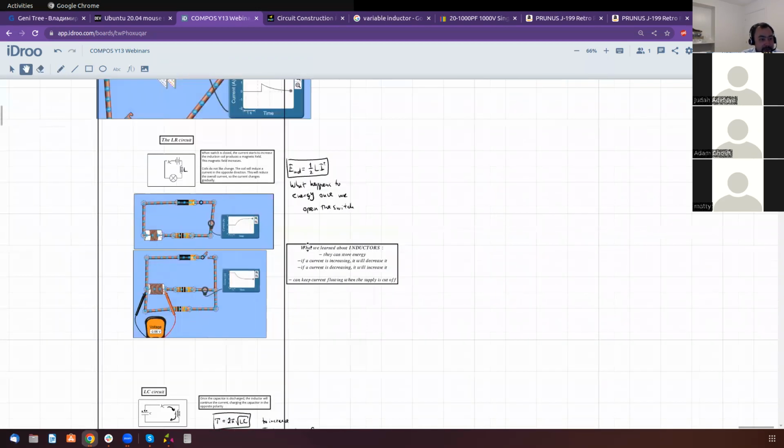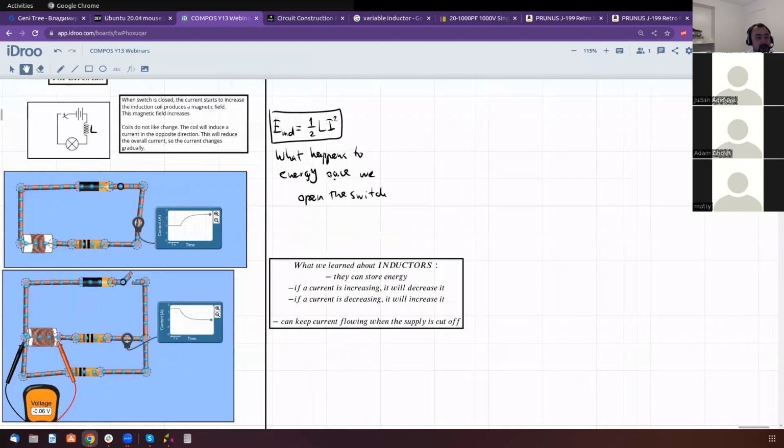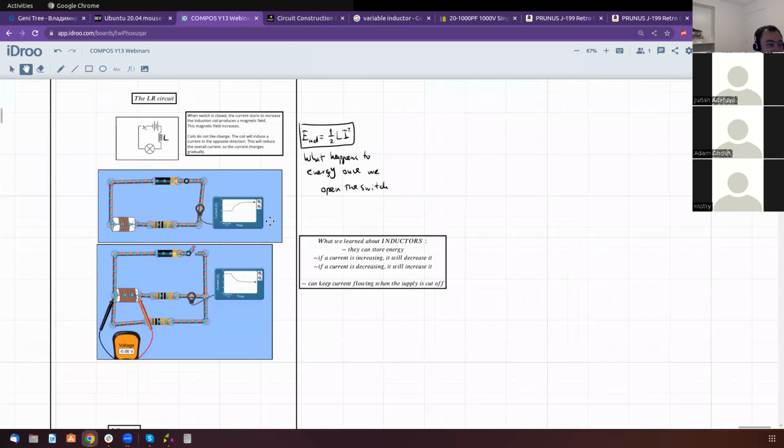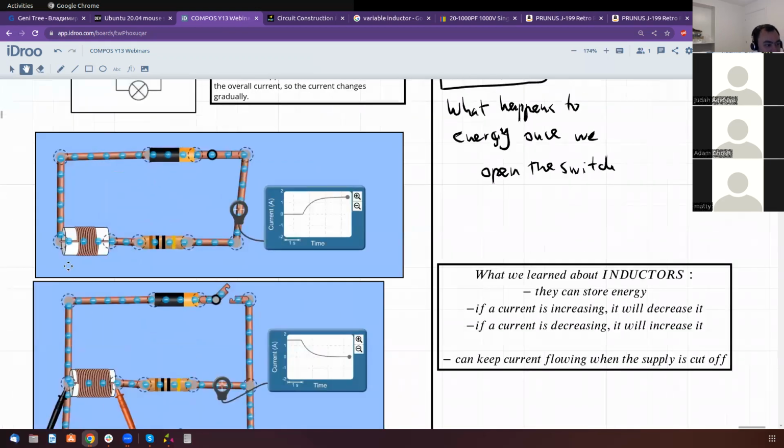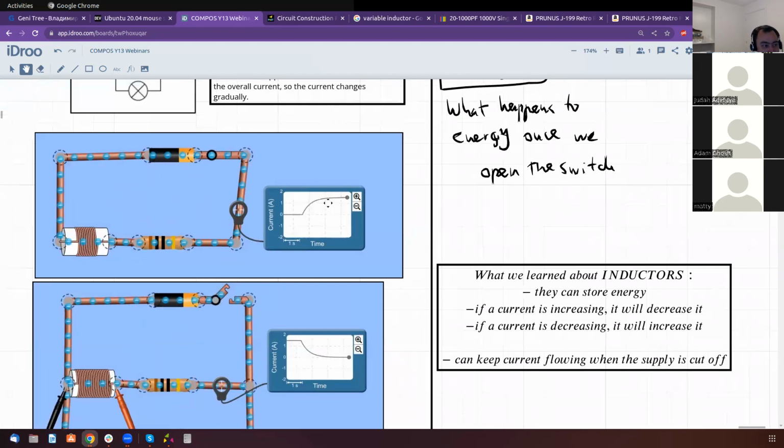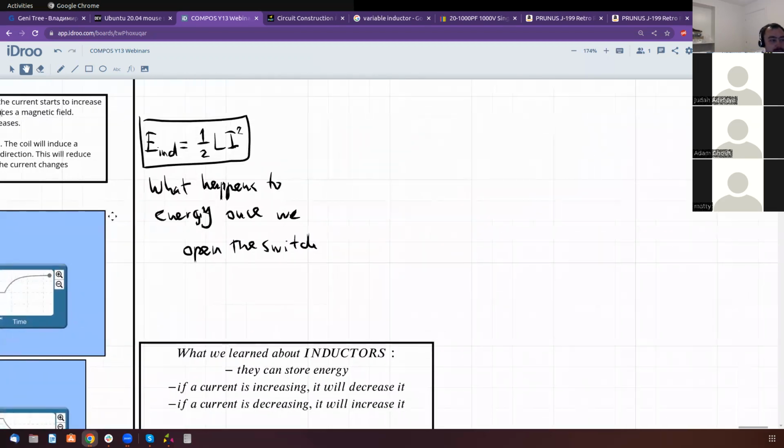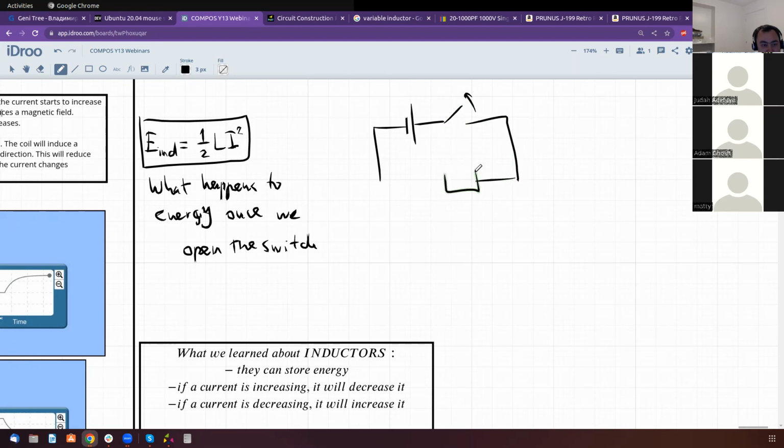And oh yes, I promised to tell you about this question. What happens to energy once the switch is open? Remember, we had a current established in a circuit, and we just open the switch. So you have a battery, you have a switch that is suddenly open, and here you have a resistor and a coil.